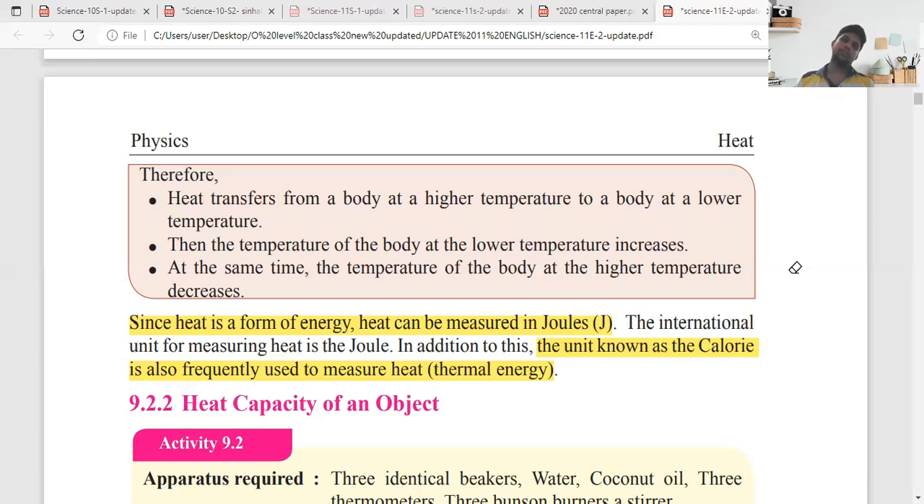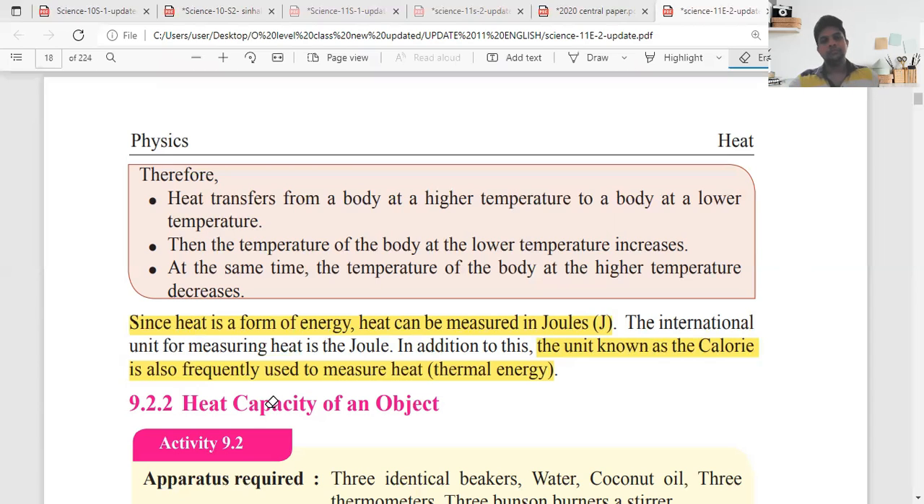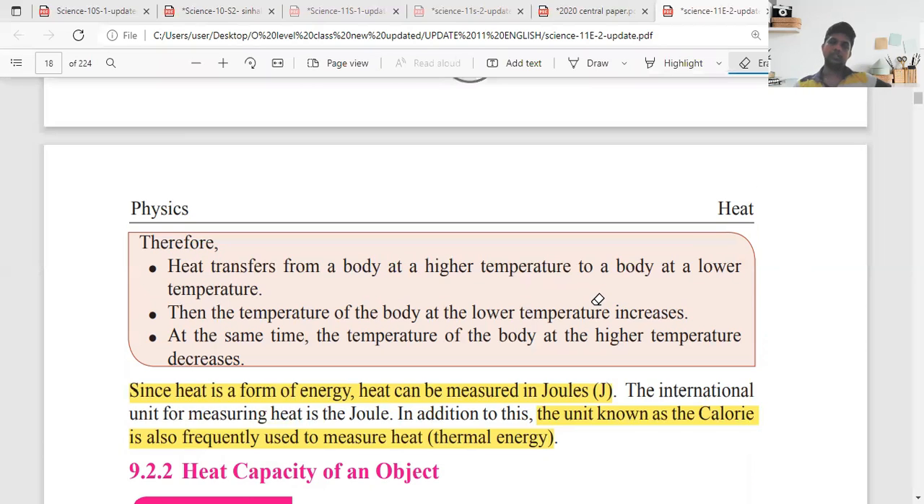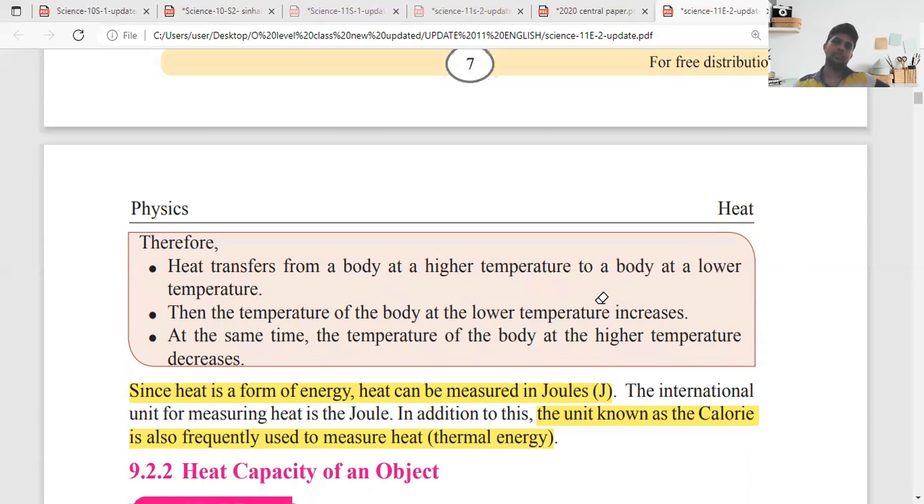Final point. Finally, both bodies come to a thermal equilibrium point.